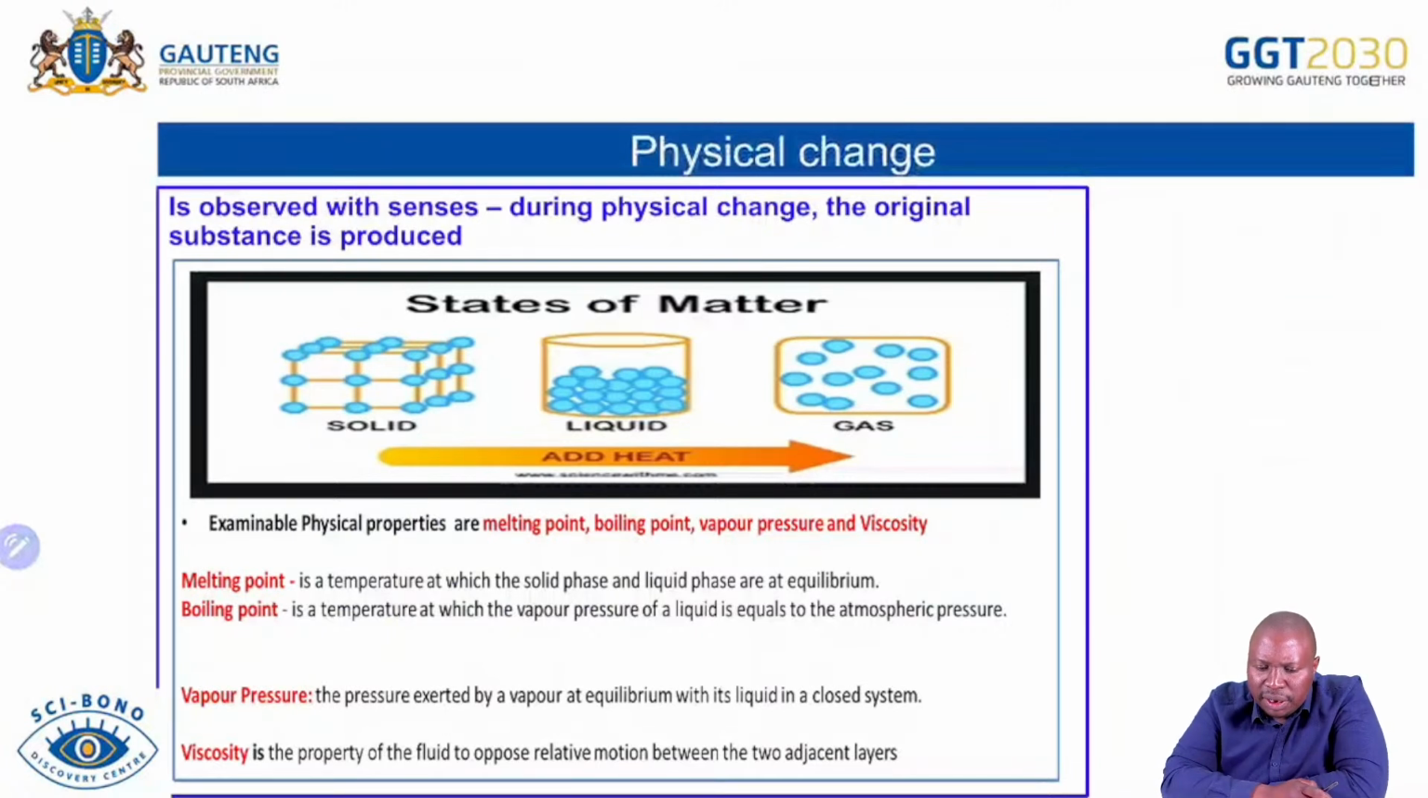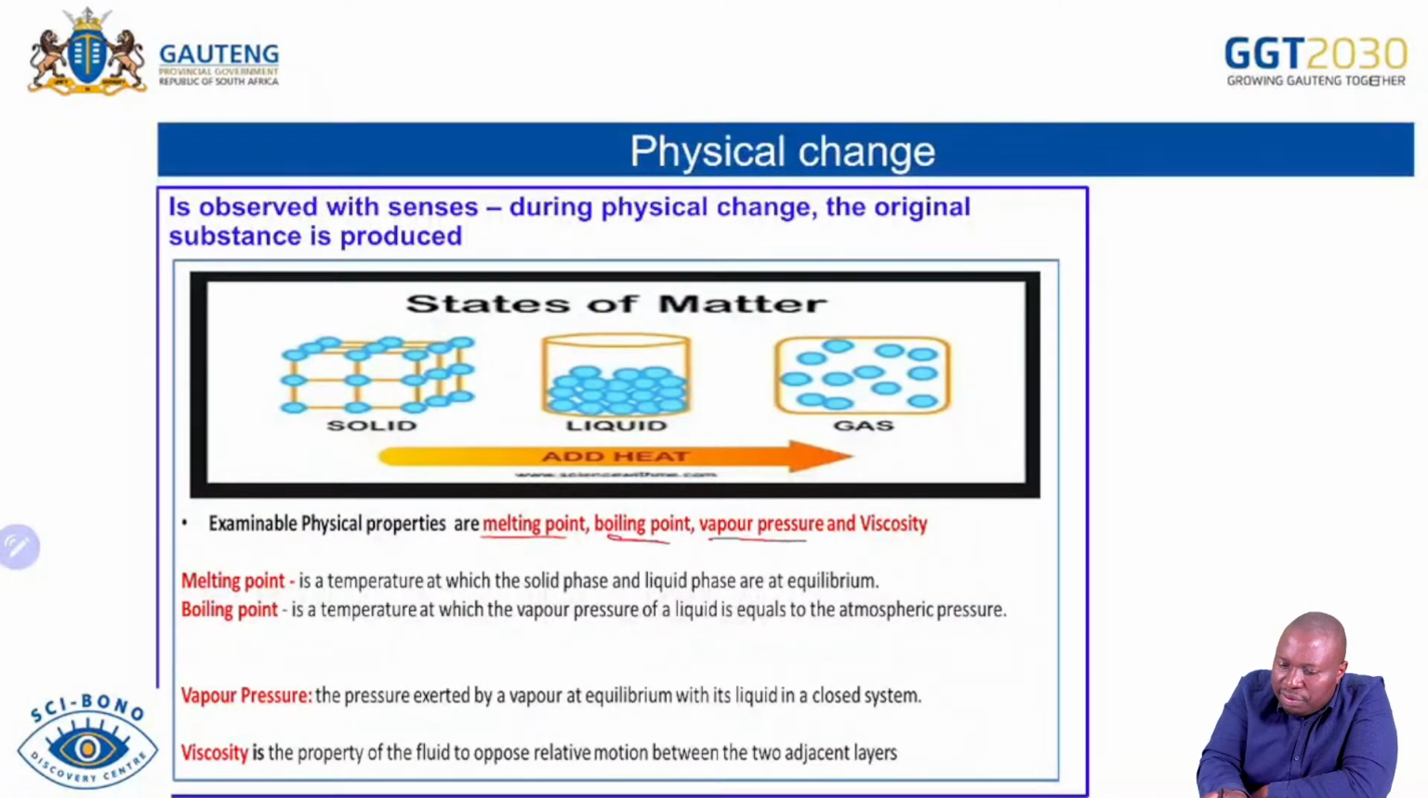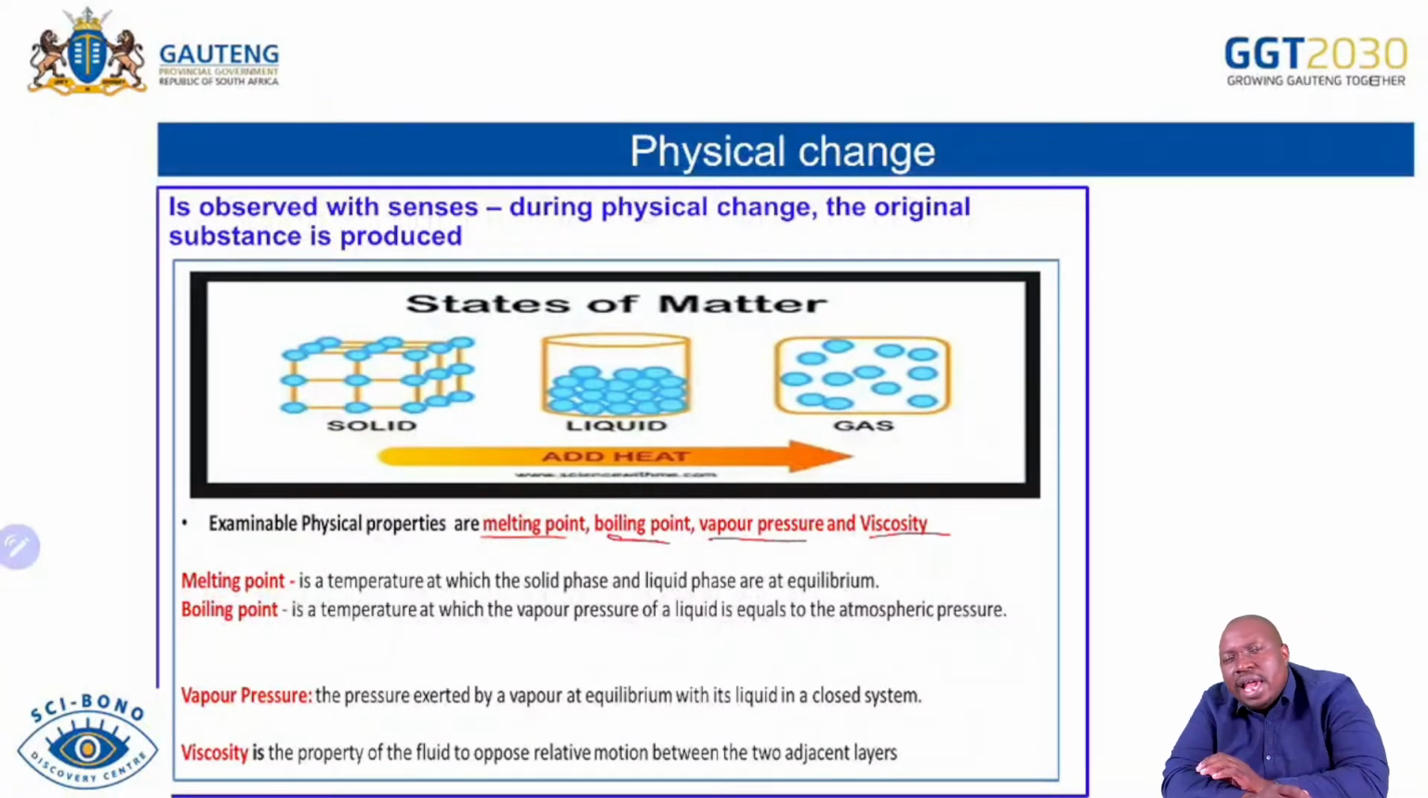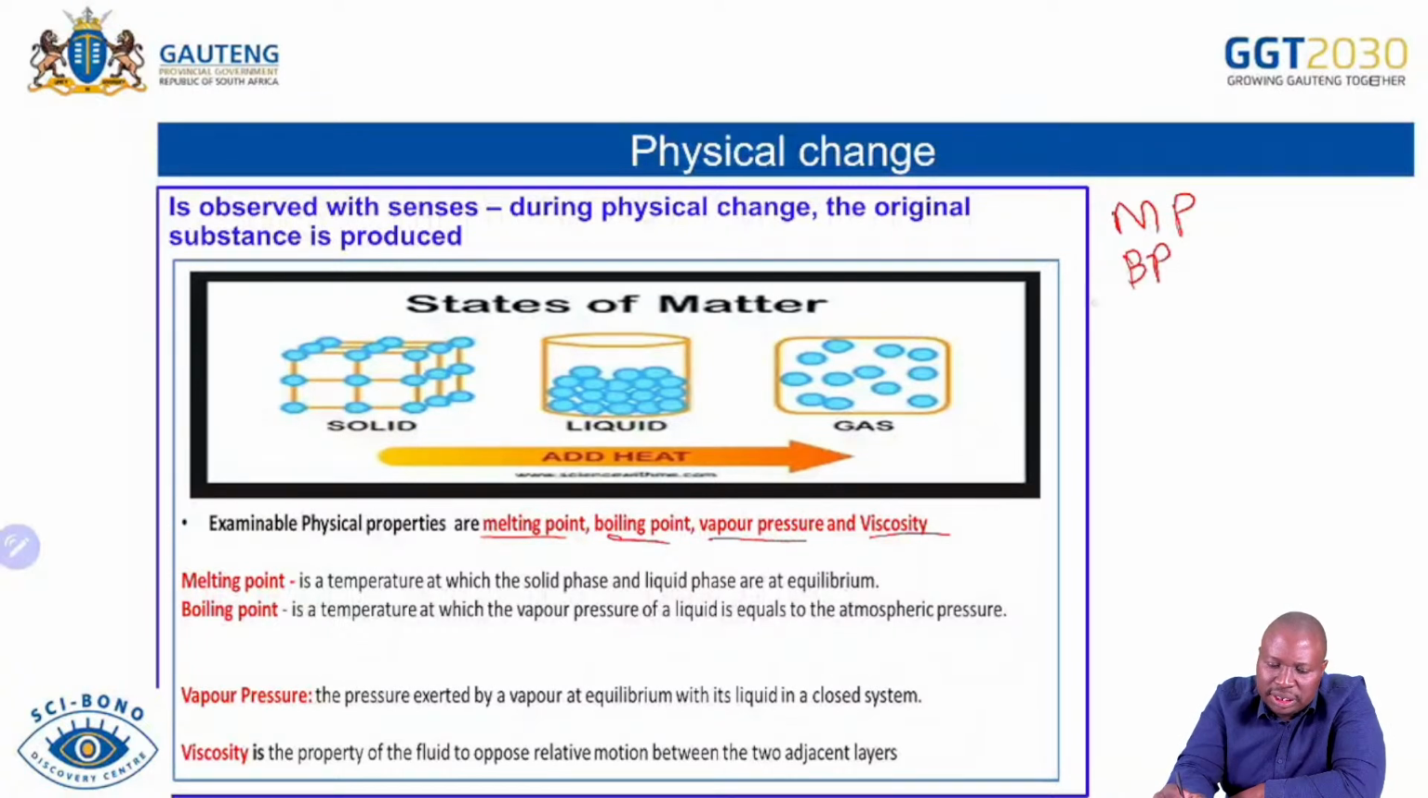Now, we are saying these are examinable physical properties: your melting point, boiling point, vapor pressure, and viscosity, as I indicated. Please collect these marks for definitions. If you look at technical science, every question starts with definitions. So collect these marks for definitions so that we don't have the problem of you not getting them.